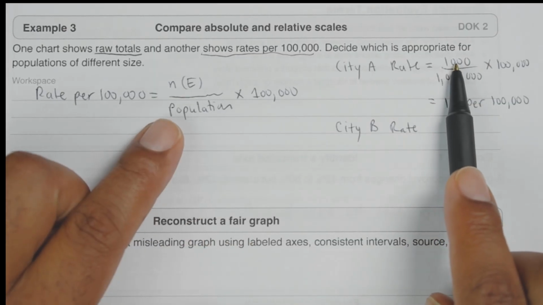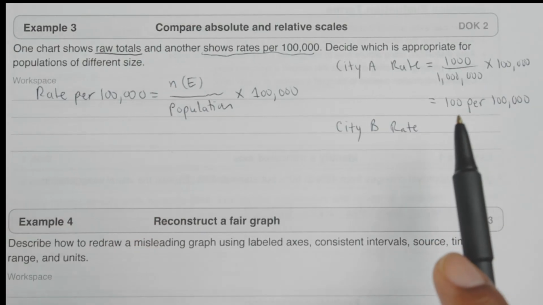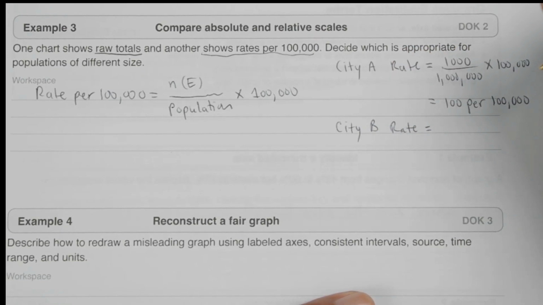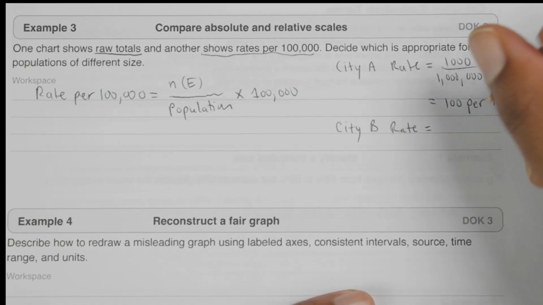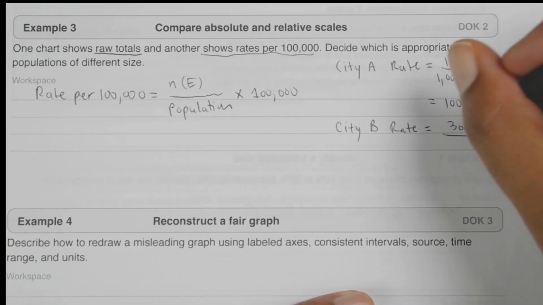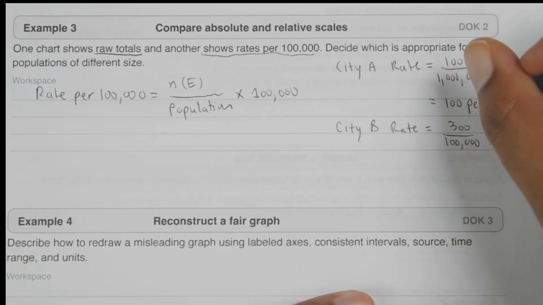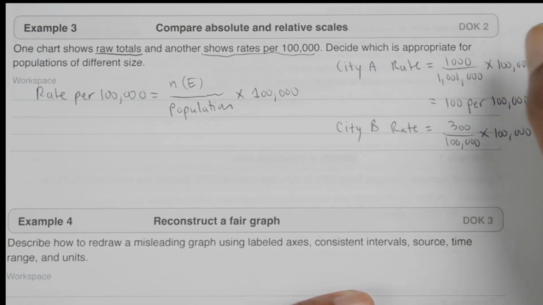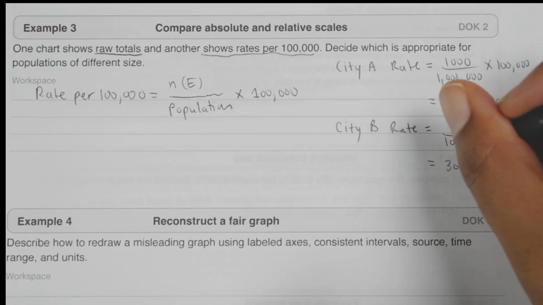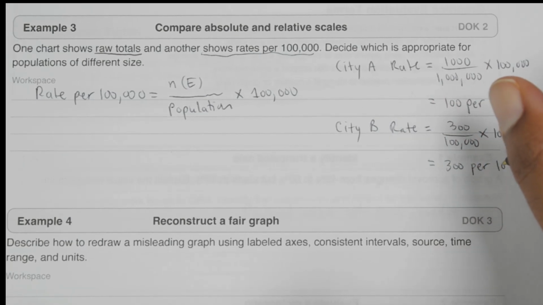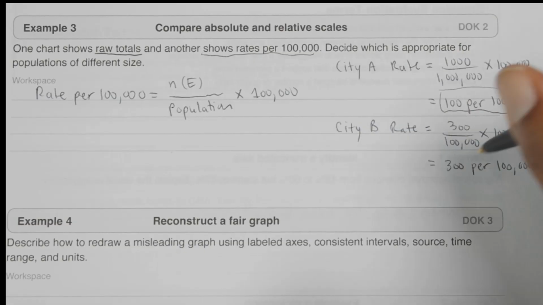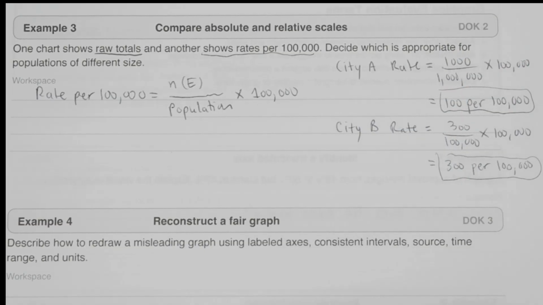But suppose city B has, and keep in mind this is just the rate over the population, right? Suppose city B has 300 events with a population of 100,000. So that's 300 divided by 100,000 times 100,000. Well, that would be 300 per 100,000. Notice the difference. City A, 100 per 100,000, city B, 300 per 100,000.